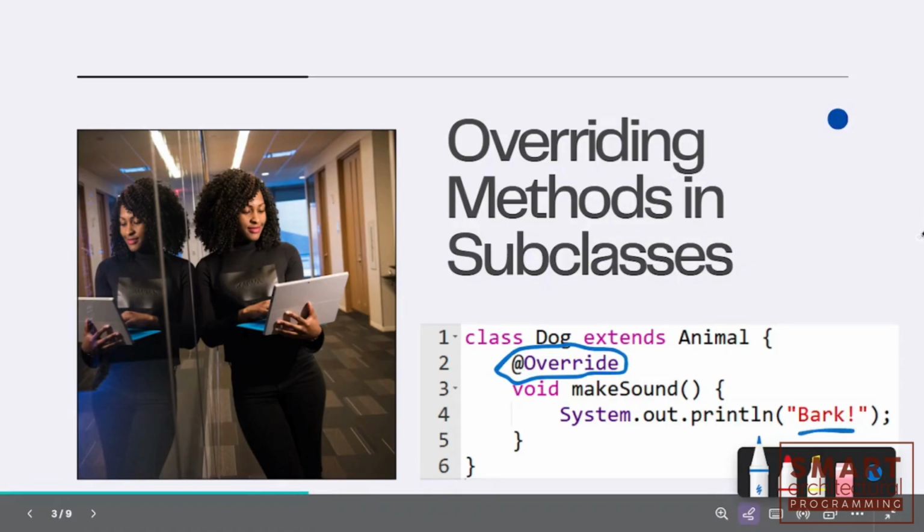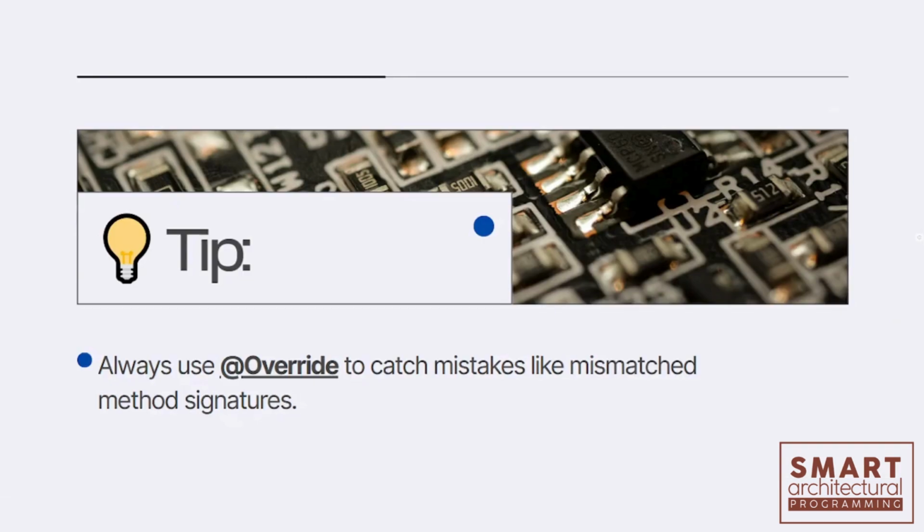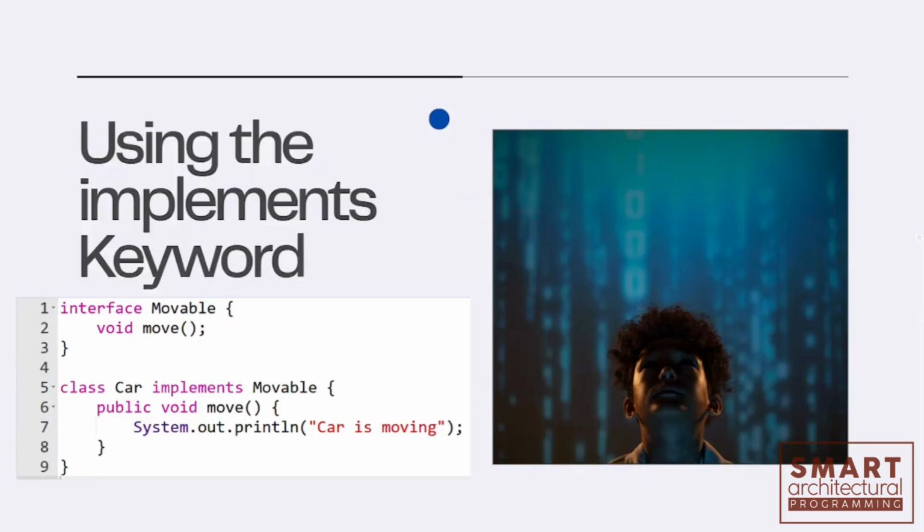So before we move further, a very important tip at this point. You need to always use override to catch mistakes like mismatched method signatures. This is very, very essential if you want to get good and don't want to make any major mistakes while you're coding or working with inheritance in Java. So next thing we need to understand is the implements keyword, right?